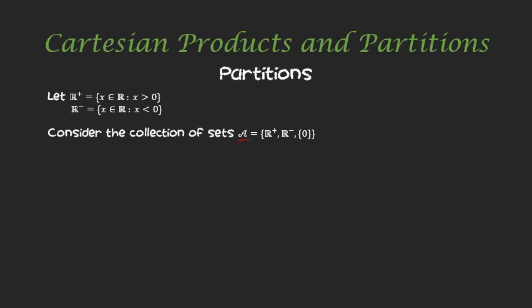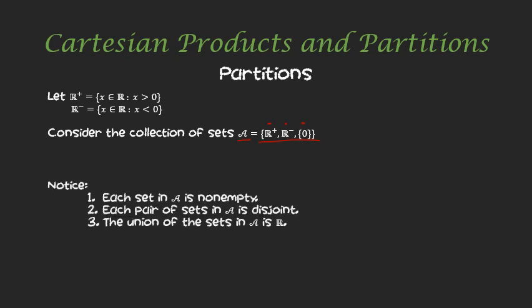I used a curly A here, which is a set of sets: R plus, R minus, and the set containing 0. So this set has 3 elements. Each one is a set of real numbers. And this is actually a very special set of real numbers because it has a really nice property. So I want you to notice the following things about this set of sets.